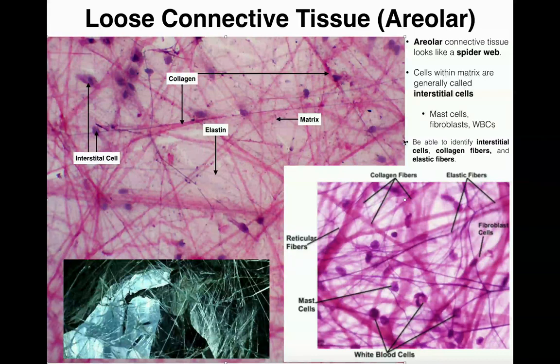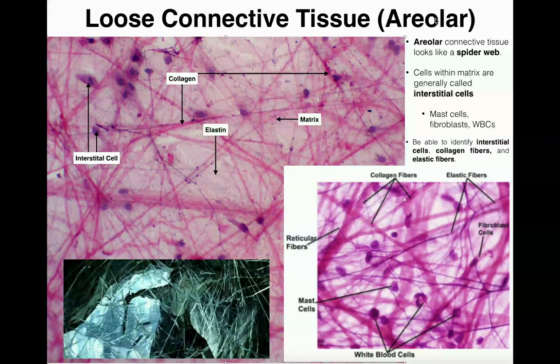Okay, so those are the three things that you need to be able to identify for areolar tissue. Now, in terms of areolar tissue's location, it's really just the packing of the body. So this is going to be a tissue that we're going to find scattered throughout the body, pretty much everywhere.